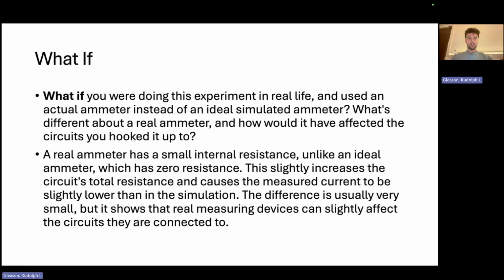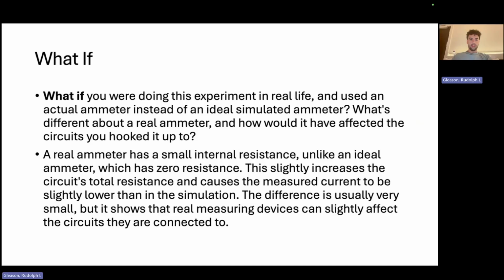The first what-if question was, what if you were doing this experiment in real life and you used an actual ammeter instead of an ideal simulated ammeter? What's the difference about the real ammeter, and how would it have affected the circuits you hooked up to? I said a real ammeter has a small internal resistance, so unlike an ideal ammeter, which has zero resistance, this slightly increases the circuit's total resistance and causes the measured current to be slightly lower than in the simulation. This difference, I said, was usually small and shows that real measuring devices can slightly affect the circuits that they're connected to.